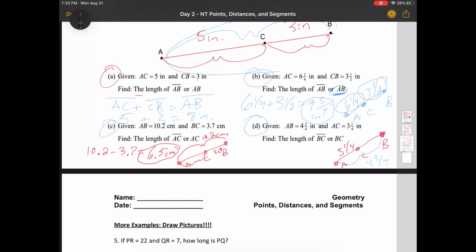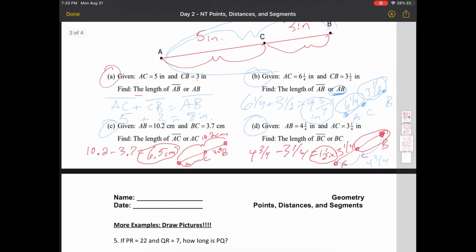Now the last one, a little more challenging with the numbers, but same concept here. The total length is 4 3/4 of an inch. We subtract A to C, 3 1/4, to get B to C, this length here. So when I do that, again, use your calculator, we get 1.5 inches. Okay, so pretty simple. We're taking parts from the whole and subtracting, or we're adding two segments together.